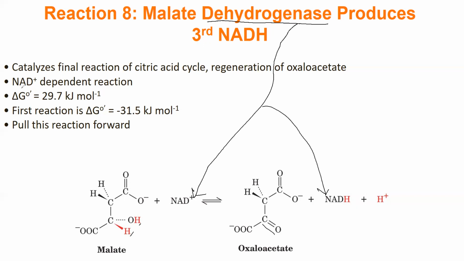This reaction depends on if you have NAD plus or not. If you do not have any NAD plus, you will not continue the citric acid cycle. This is an extremely unfavorable reaction, right? Plus 30. However, the first reaction is minus 30, 31. So just doing some math, right? 29.7 minus 31.5 equals negative something something. What is that, 1.8?